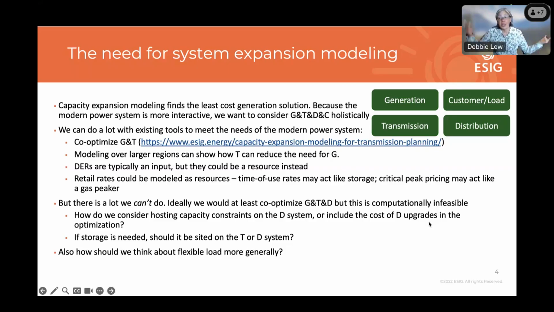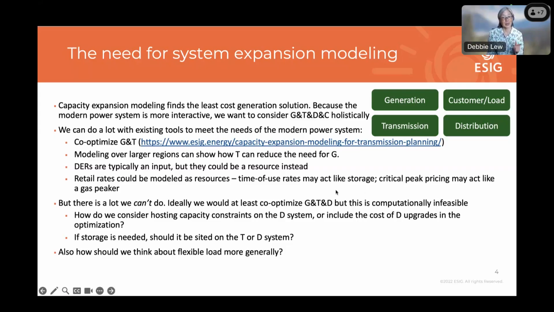And then there are things like retail rates, right? Retail rates, time of use rates act sort of like storage. Critical peak pricing acts sort of like a peaking plant, right? Even those could be modeled as resources in a capacity expansion model. So there are things we could do to sort of force fit capacity expansion models to do some of what we'd like them to do.